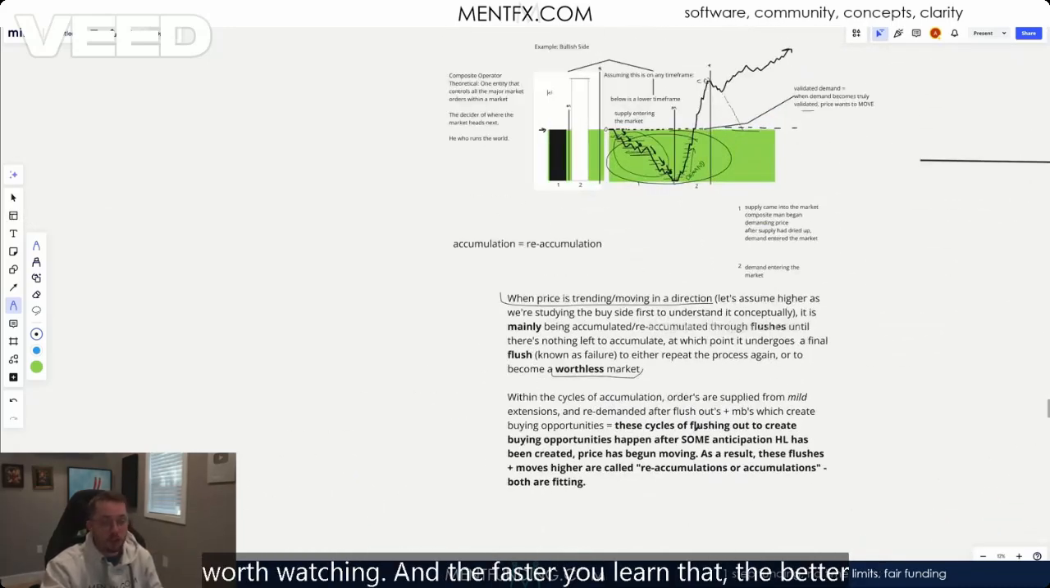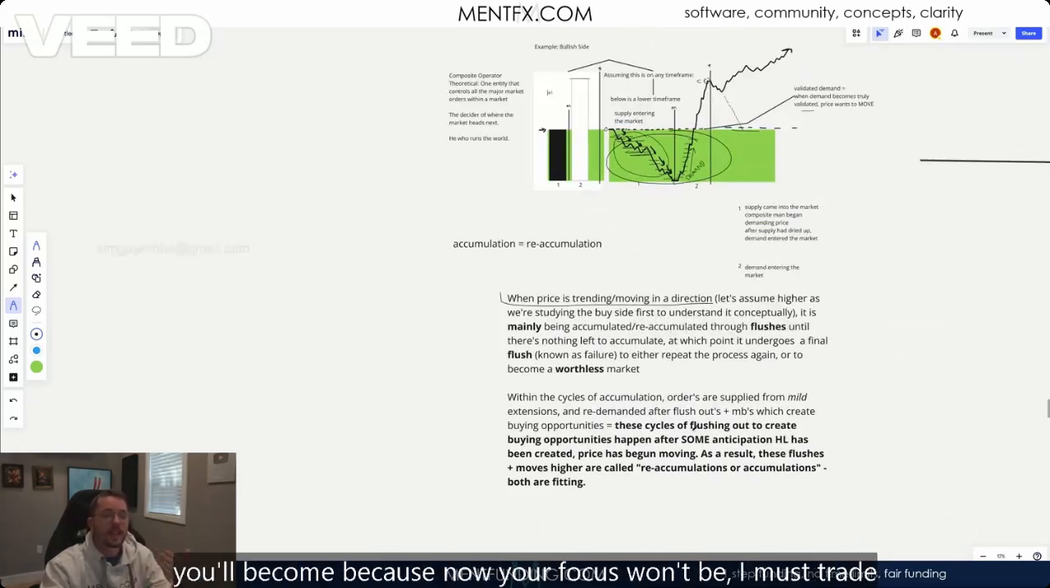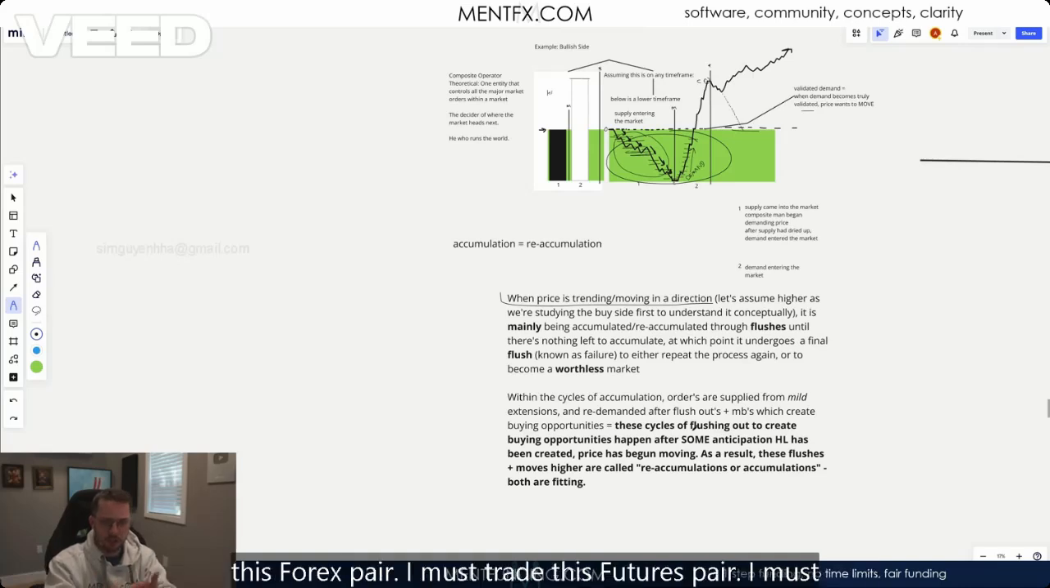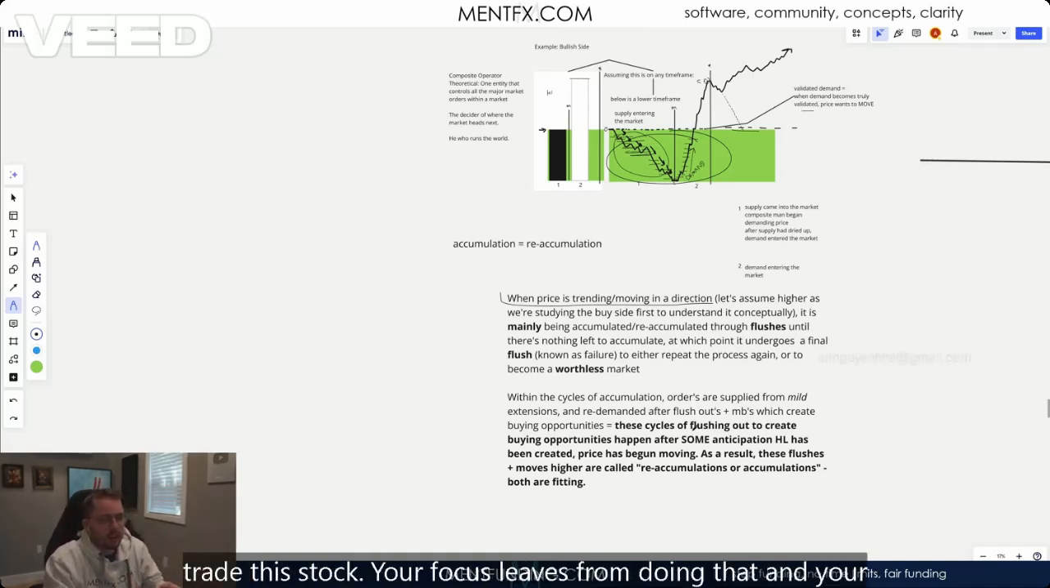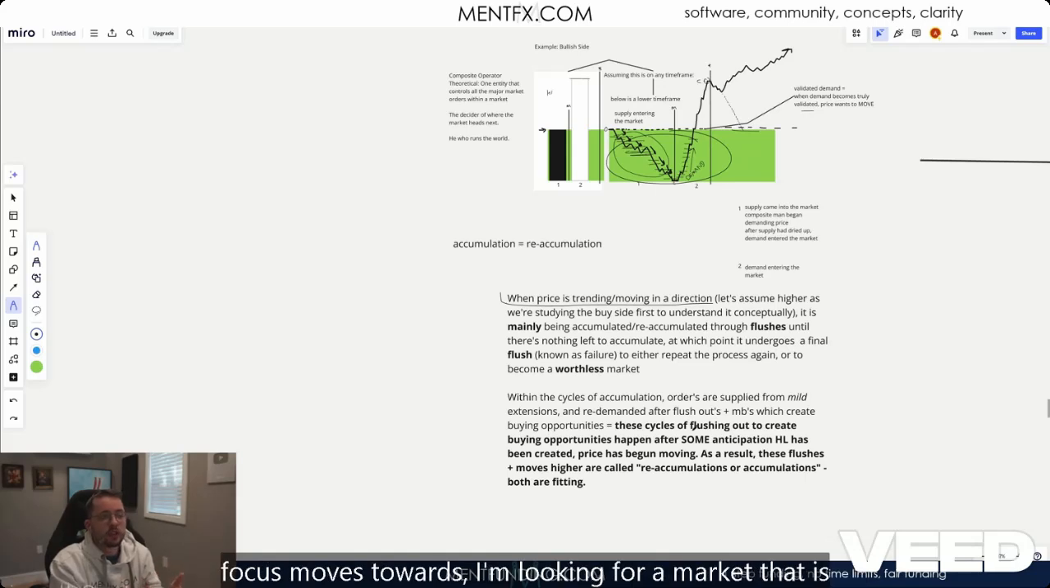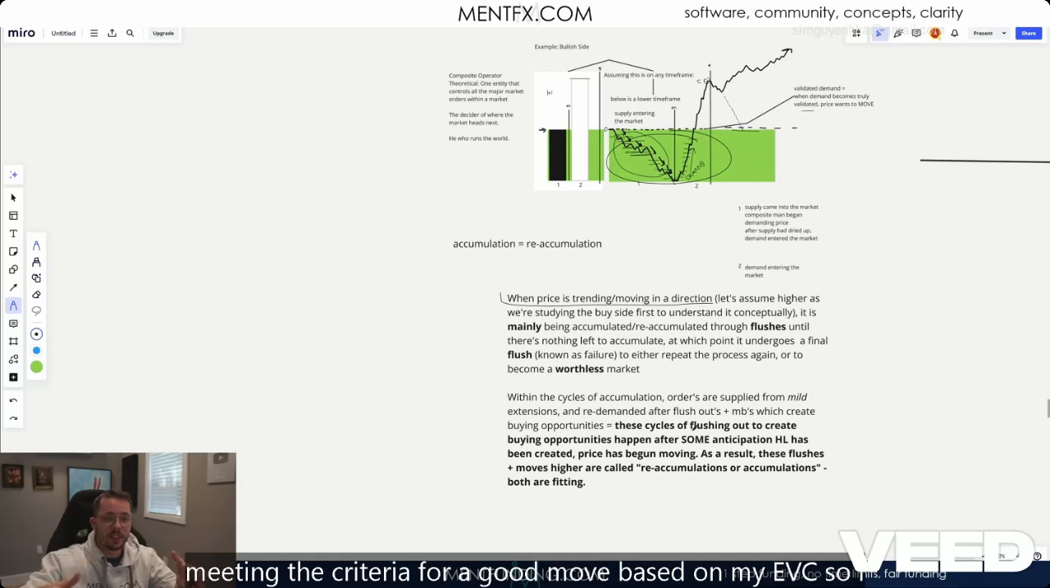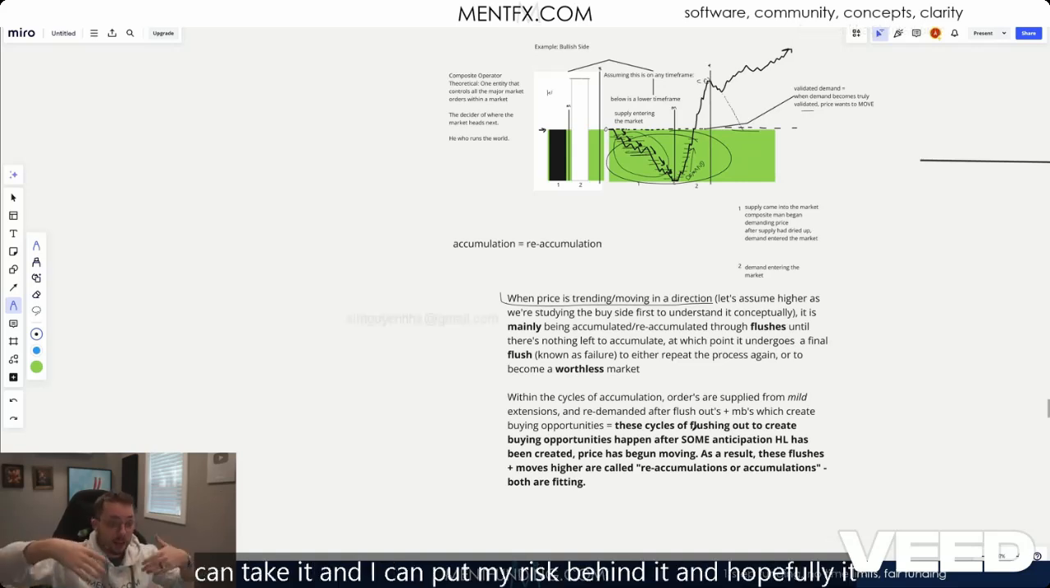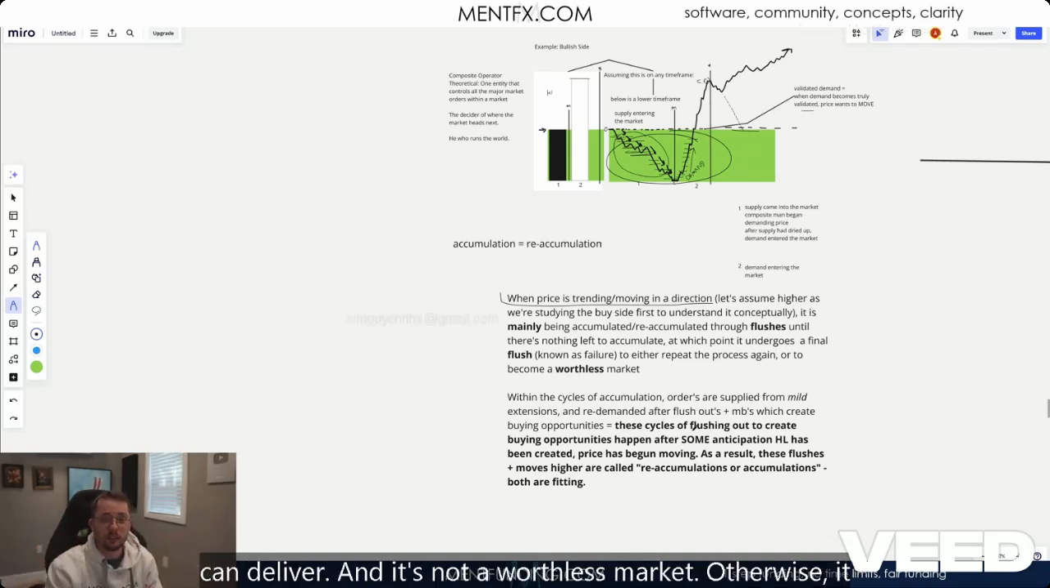And the faster you learn that, the better you'll become because now your focus won't be, I must trade this Forex pair. I must trade this futures pair. I must trade this stock. Your focus leaves from doing that and moves towards, I'm looking for a market that is meeting the criteria for a good move based on my EVC, so I can take it and I can put my risk behind it and hopefully it can deliver. And it's not a worthless market. Otherwise, it might be worthless and not worth following.